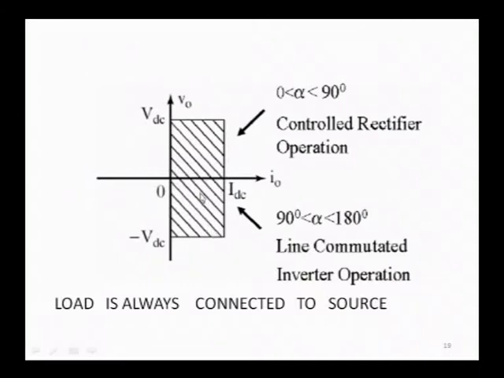You have to understand this quadrant operation, very important here. You see the voltage is positive, current is positive. Now you say controlled rectifier operation; for that, the firing angle is 0 to 90 degree. If the angle exceeds 90, in the range 90 to 180, the voltage is negative but the current is positive, unidirectional current. This area represents line commutated inverter operation. How does it happen? Let us see the waveform.